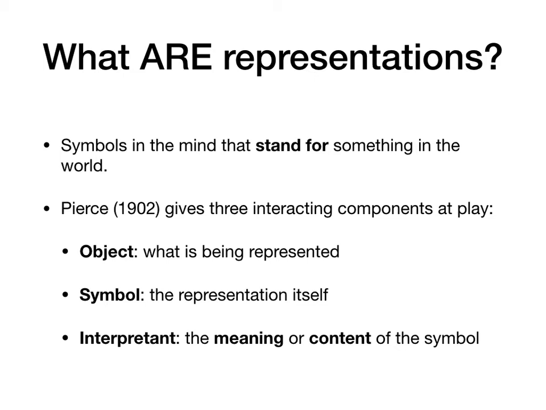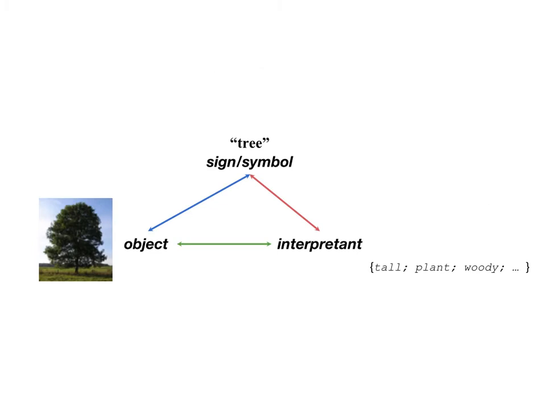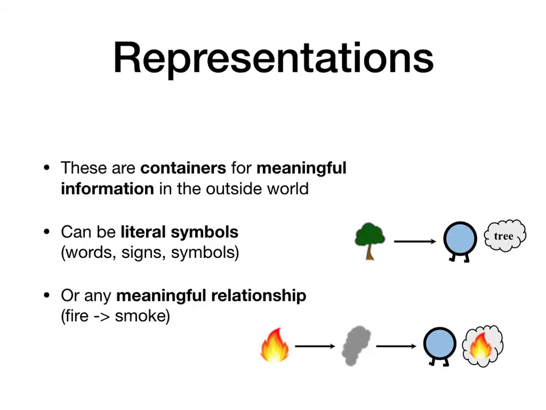So here we have a tree is an object. Tree, the word, is the symbol, the sign, and the interpretant would be able to access information about, oh, it is tall, it is a plant, it is woody, right? So representations are containers for meaningful information in the outside world. They can be literal actual symbols, so words or signs or written symbols like the do not enter symbol, right? Or every letter you ever saw. Or it can be a more meaningful relationship, a little bit more complex than that.